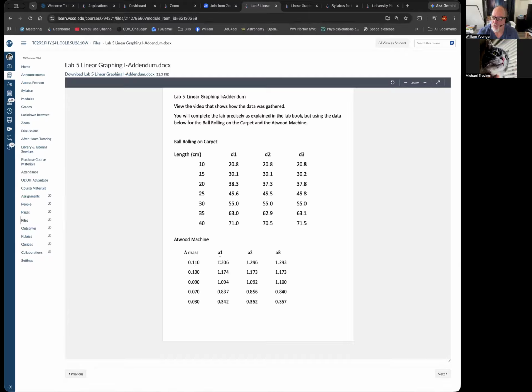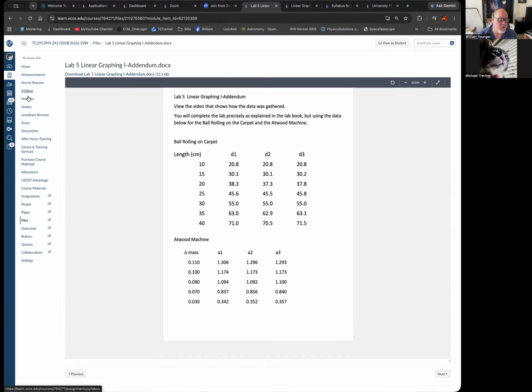And then we do three observations with that difference in mass, and we get an acceleration of 1.306, 1.296, and 1.293. We take the average of those, and that's going to represent the y part of our variable for the given x part of our variable, which is 0.110. So you're going to do that, as I said, and that's all you really have to do to complete this lab, using these two sets of data.